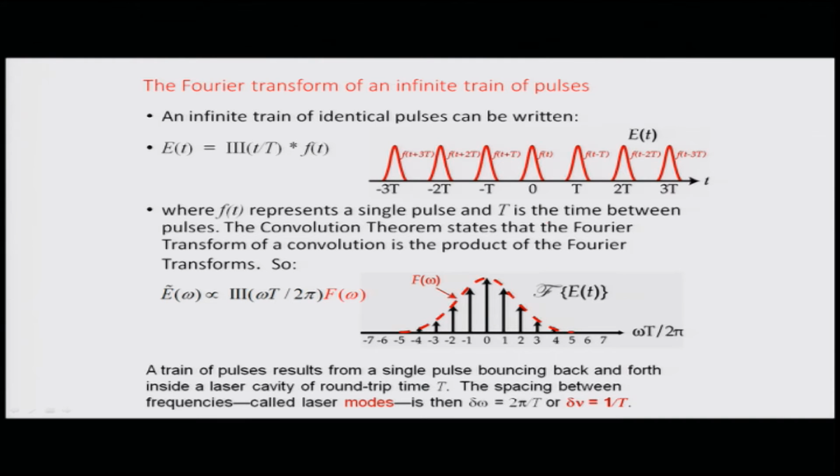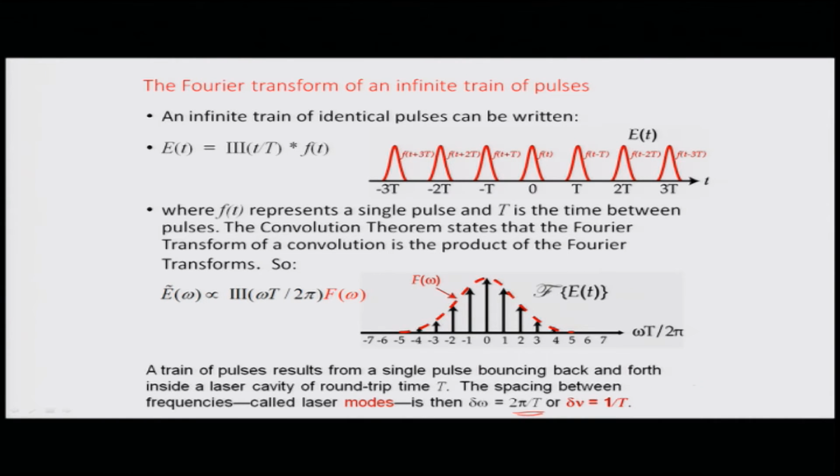The Fourier transform of an infinite chain of pulses can be written in terms of the single pulse and the time between the pulses, and the convolution theorem can be used. What we can see is that there is a frequency band over which these different frequency components can appear in the Fourier domain. A chain of pulses results from a single pulse bouncing back and forth inside a laser cavity of round trip time t. The spacing between the frequencies, called the laser modes, is given as 2 pi over the round trip time t.